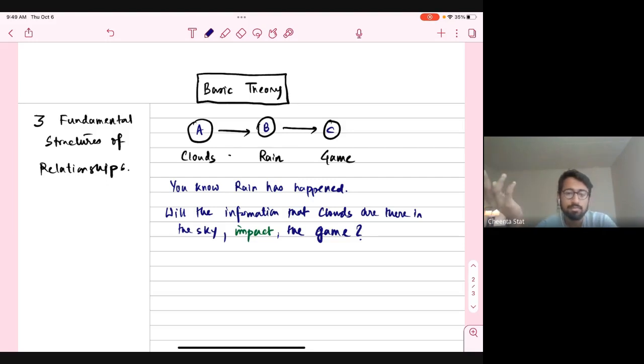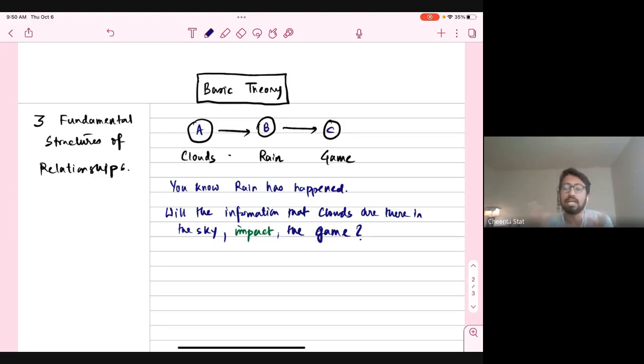Yeah, that's the idea, right? If rain has happened, the game is already being cancelled. I'm telling you very definitely, but in terms of probability, if the probability of rain is 80%, then the game being cancelled is, let's say, 80%. So now you know the clouds are there. That does not affect the game status, because the game is dependent on rain, but not on clouds directly. The game is dependent on clouds via the rain.